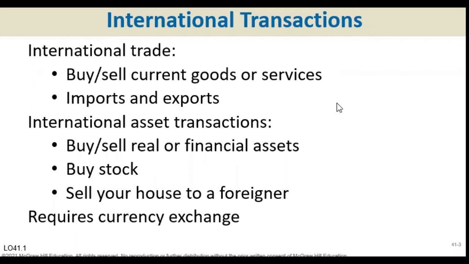The process of exchanging currencies creates its own market, in which a rate of exchange can be determined at the equilibrium rate to clear the market. So the demand for that currency and the supply of the currency will intersect at the level where we will have the equilibrium exchange rate.